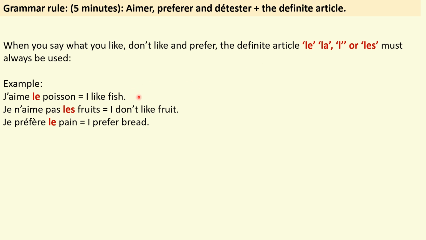So, for example, you'd say j'aime le poisson to say I like fish. You don't say I like the fish in English, but they add the word for the in French all the time. To say I don't like fruit, you'd say je n'aime pas les fruits. I don't like the fruit. Je préfère le pain. I prefer bread. Okay, you must remember to use this definite article in French. It is there every time before the food item, and it must be used after aimer and your opinion verbs. Okay, copy this whole rule into your book now. Press pause to do so, press play to continue with the lesson.